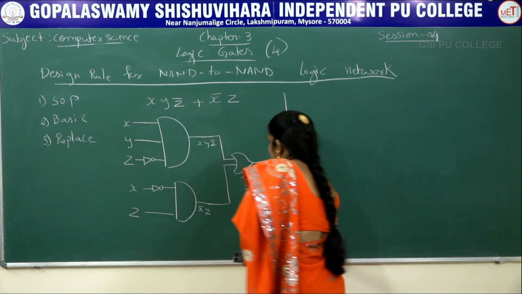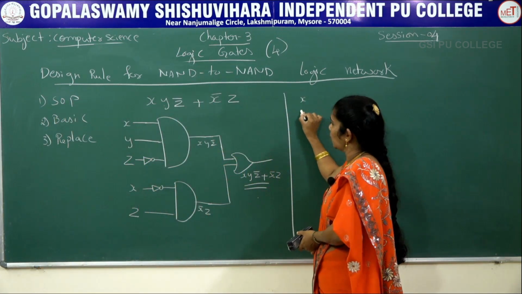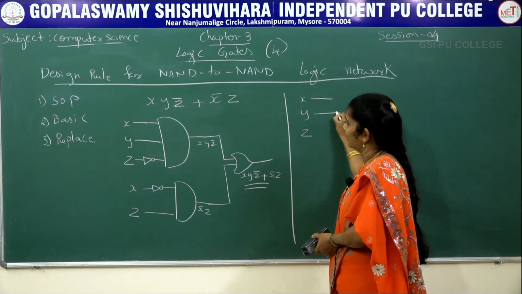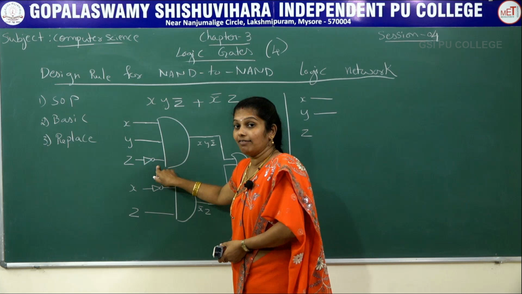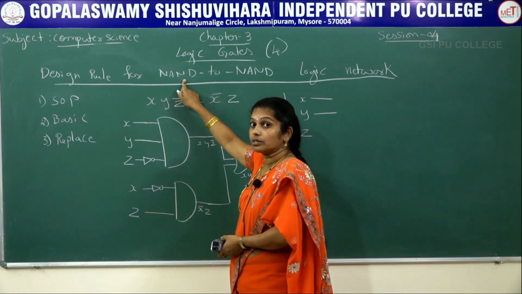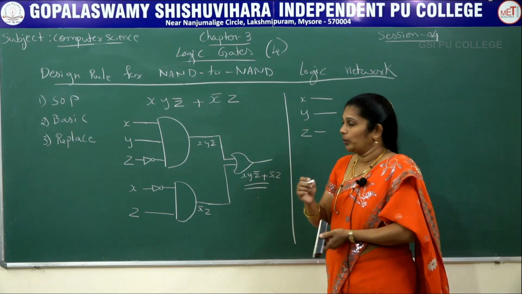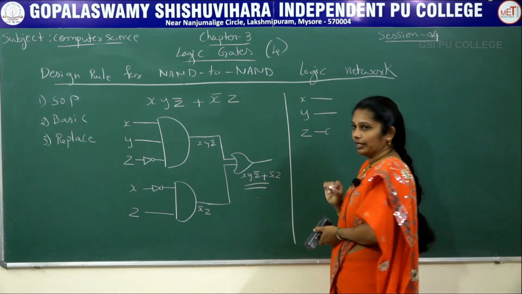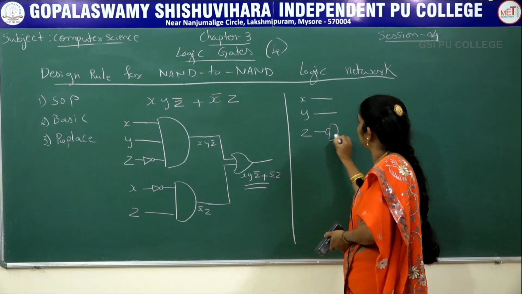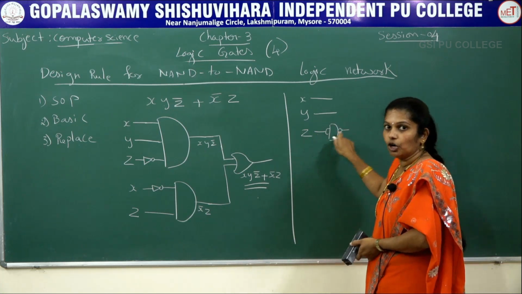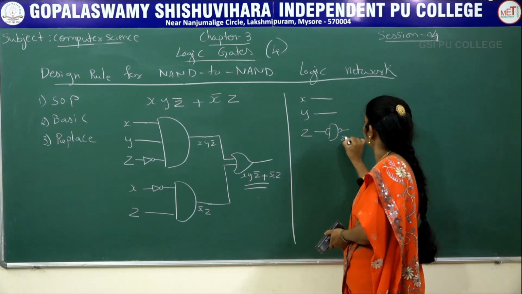How to write that? Same pattern, take down X, Y and then Z. X as it is, Y as it is, but Z bar we require. But here which is the symbol we have to use? NAND symbol. For NAND, a minimum of 2 inputs we require, that's why make two inputs here. NAND shape, that is a D shape, at the end one circle. Here Z is the input, output is Z bar here.